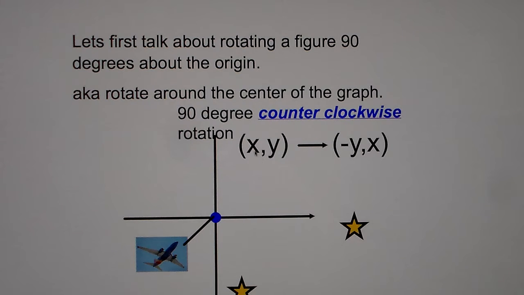We could use this algebraic coordinate rule: (x, y) goes to (negative y, x). So whatever is in the first position of the coordinate then goes into the second position. And whatever's in the second position goes into the first position, and you change its signs. For example, if you have (3, 4), that will get rotated to (negative 4, 3). That's if we're rotating this coordinate (3, 4) a 90-degree turn, counterclockwise, that is. Let's practice this.